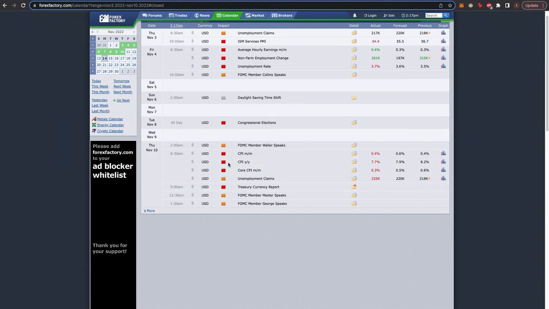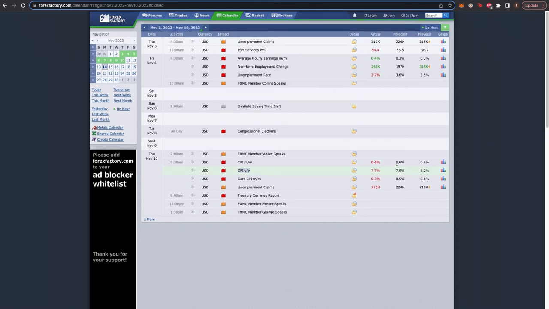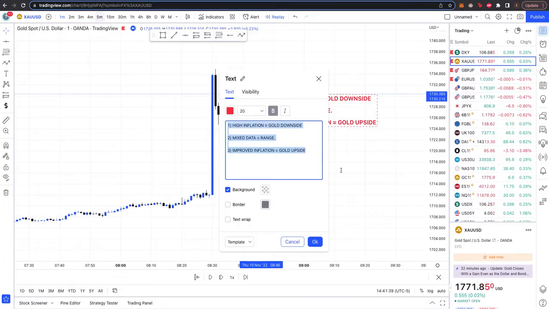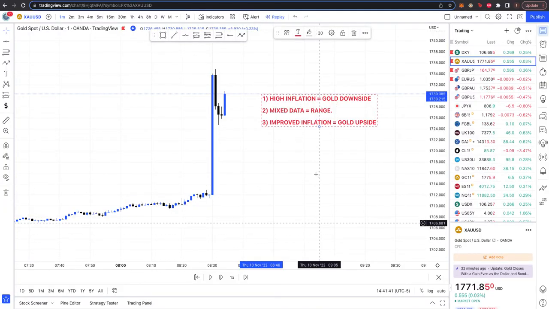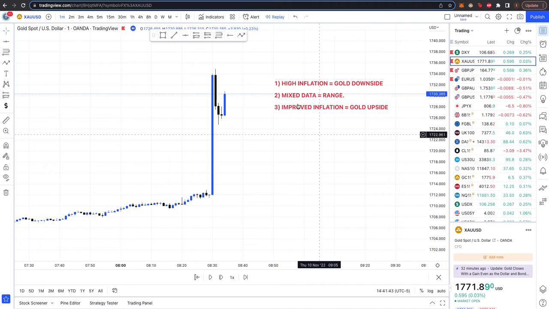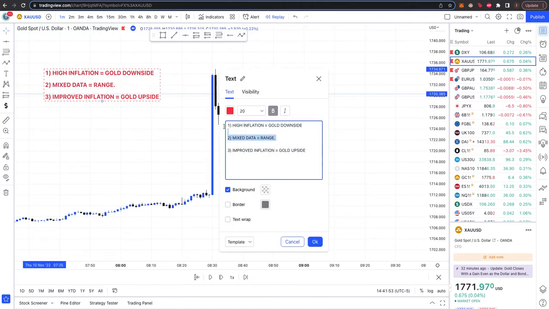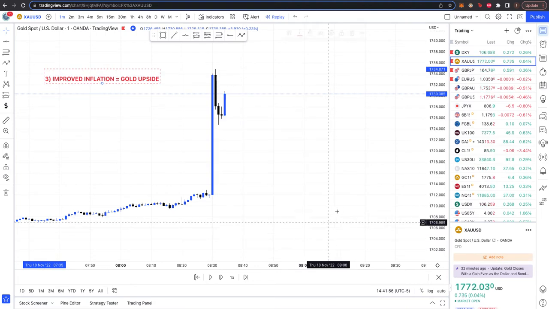And the result we got here was CPI year over year came out at 7.7%. That is below the previous reading of 8.2%. And it is also below the forecast, as you can see up here. This is the forecast, 7.9 is the forecast. It came out below that, right? So this was a scenario 3 event. Improved inflation equals gold upside, okay? So now I know that this is the event that's playing out.